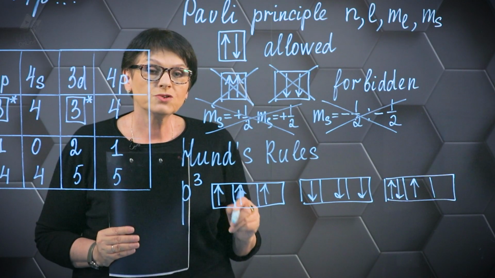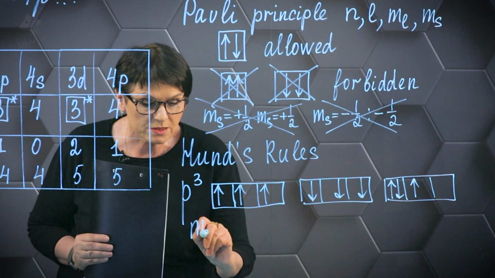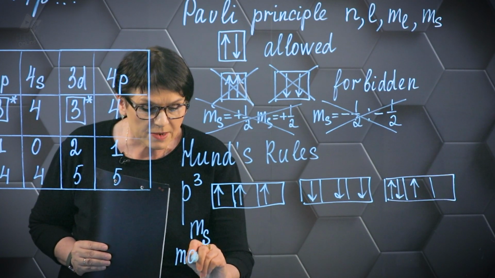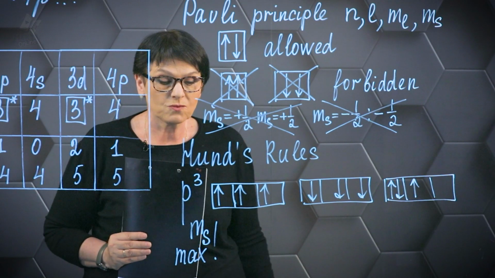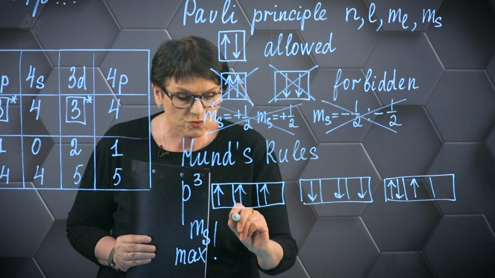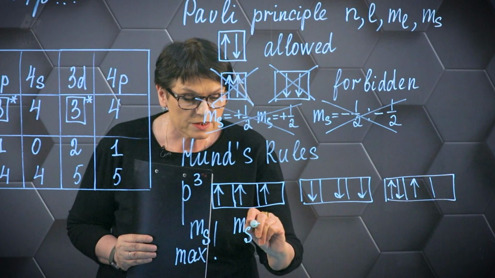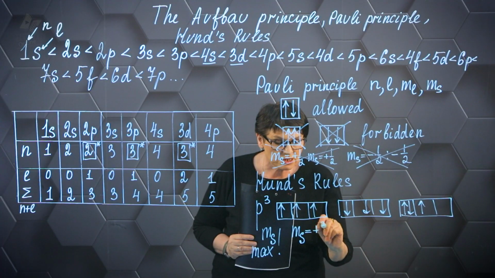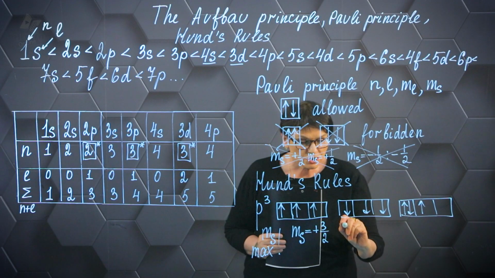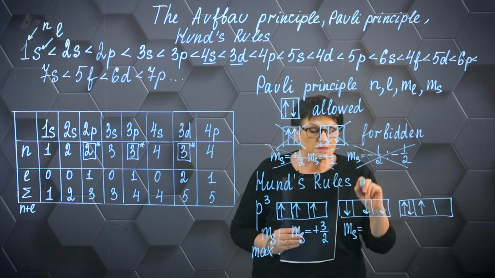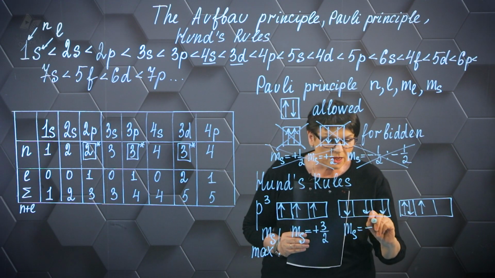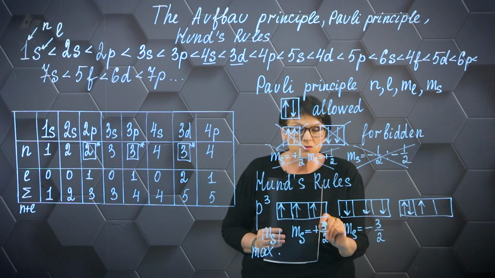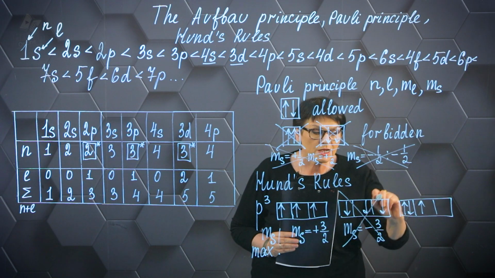Well, by Hund's rule, we have to take into account that the total spin moment must necessarily be maximal. Let's calculate how much the sum of the spin numbers will be in this configuration: plus 1 second, plus 1 second, plus 1 second, here plus 3 seconds. In this case, ms would be minus 1 second, minus 1 second, minus 1 second, minus 3 seconds. As we can see, this value is inferior to the maximum value. So in this case, it is wrong, it would be prohibited.